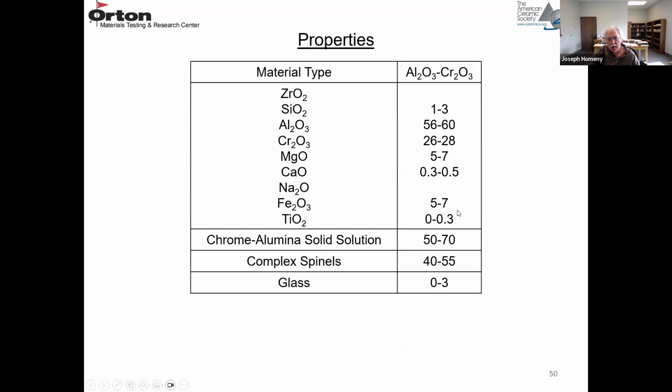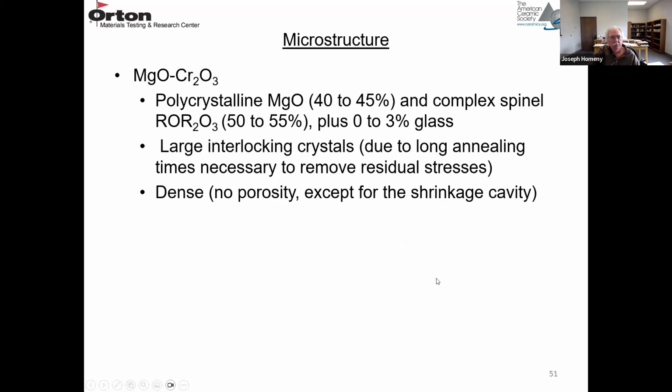So same chemical composition. So you have the chrome alumina solid solution, maybe 50 to 70%. Then your complex spinels, because of materials like MgO, forms an MgO Cr2O3 spinel, maybe 40 to 55%. And you have your silica, your iron oxide, you're going to form some glass. You can also have an MgO Fe2O3 spinel. So that's in the complex spinels.